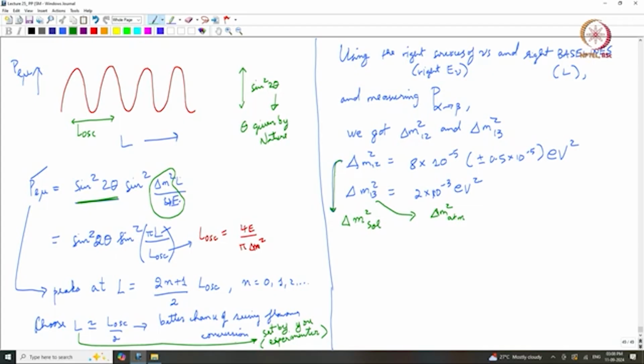Okay. So I will stop here. In the next class, we will see exactly how these measurements were made, what baselines were used, and we will understand the sources also.